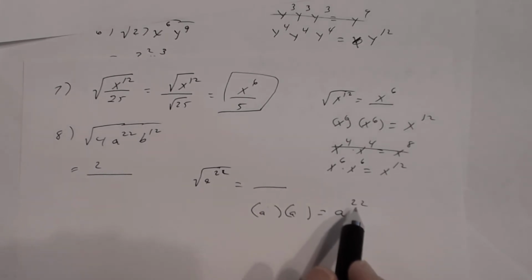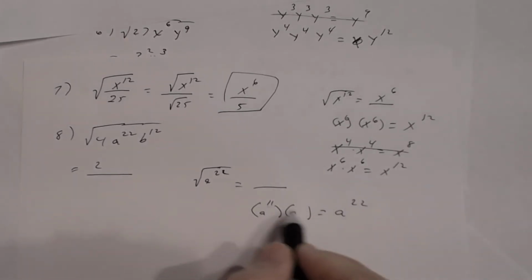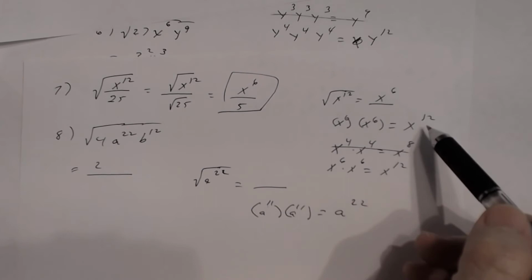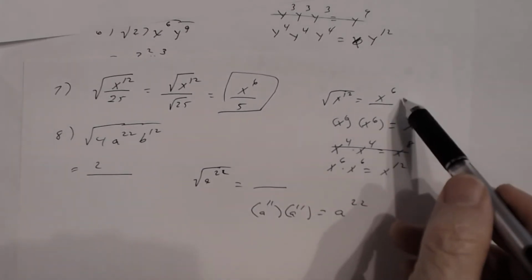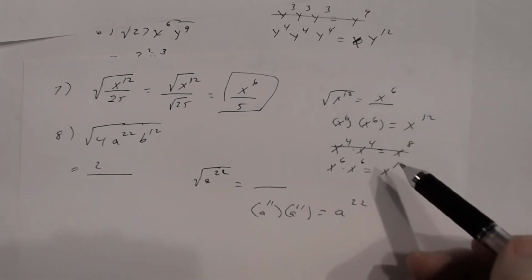So what's 22 divided by 2? 11. So the answer is 11. Same thing here. Look, what's 12 divided by 2? 6. So x to the 6 times x to the 6 is x to the 12th, right?